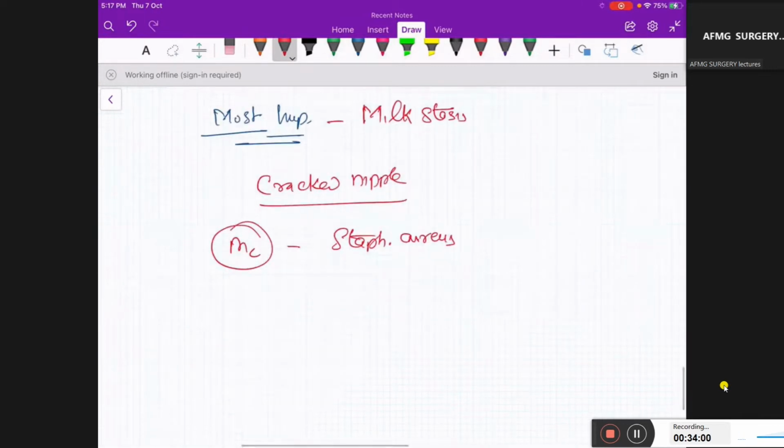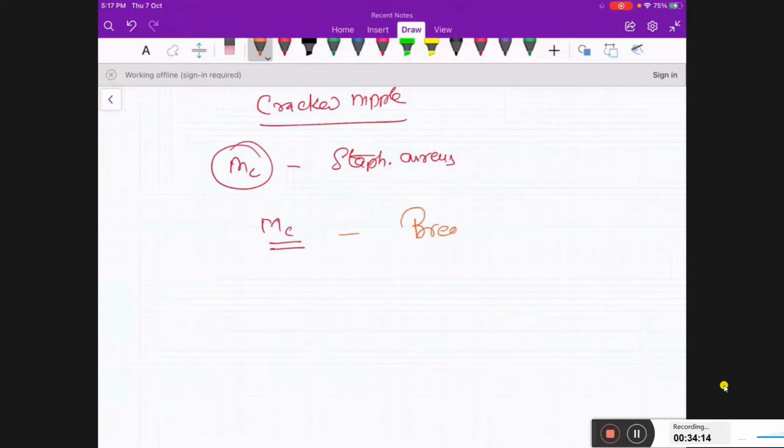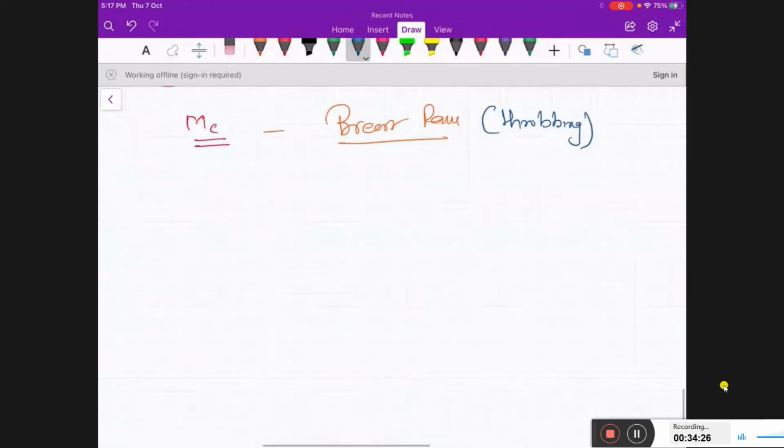Now, how is a female going to present to us? The most common presentation of these patients will be breast pain, and a very, very important point in this breast pain is the nature. The nature of this pain will be a throbbing type of pain. So, the moment you find a throbbing pain mentioned, start thinking about a mastitis or a breast abscess, right?